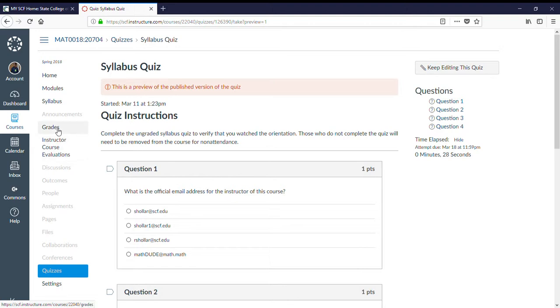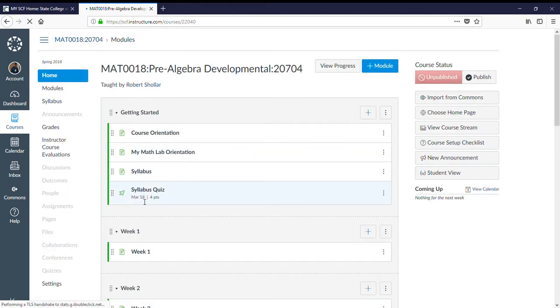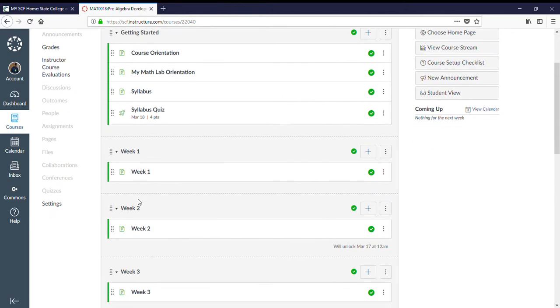So again, because I don't get to actually see your faces, I can't mark you off for attendance for financial aid purposes and all that good stuff. So if you complete this, then I can see that you are active in the course, and I can mark you as present. So make sure you complete that syllabus quiz by the end of the first week. It is due on March 18th, so it's due by next Sunday.